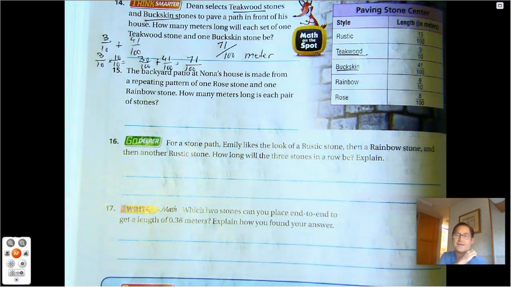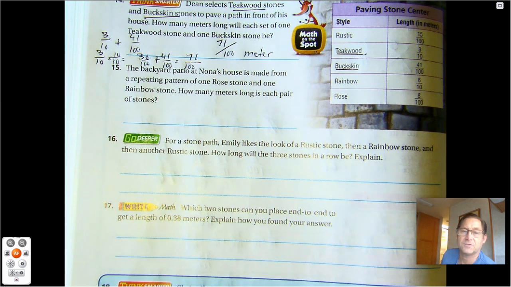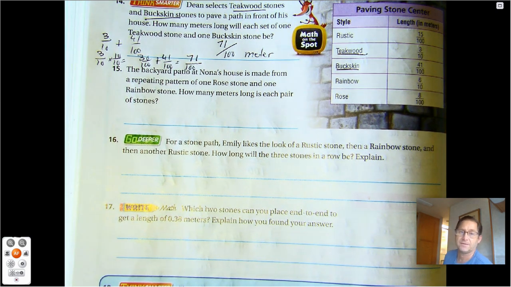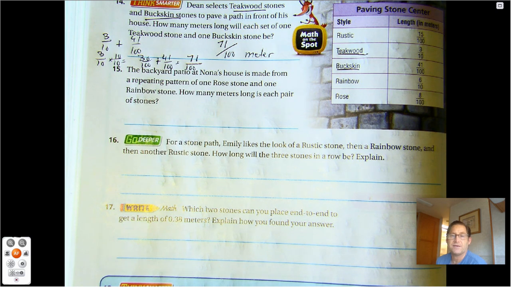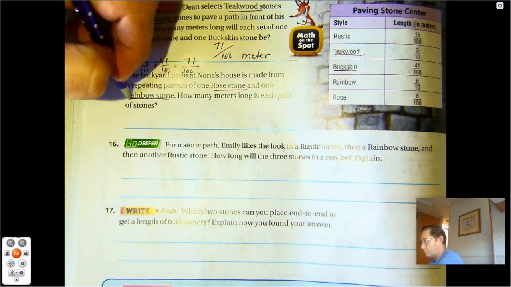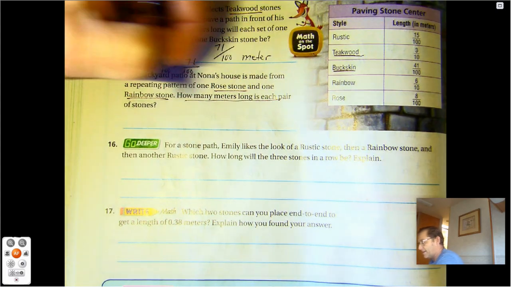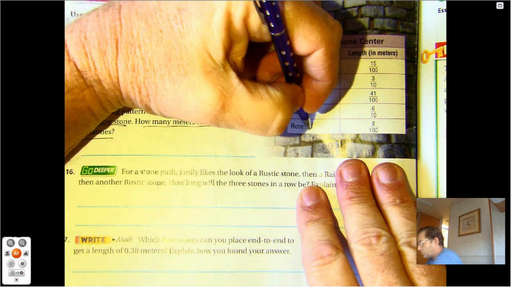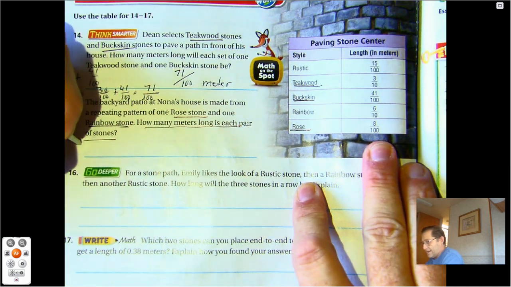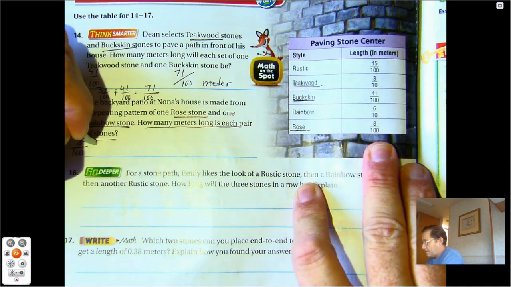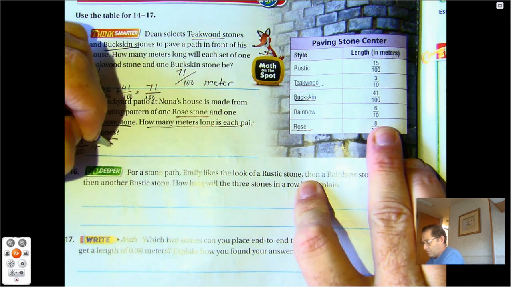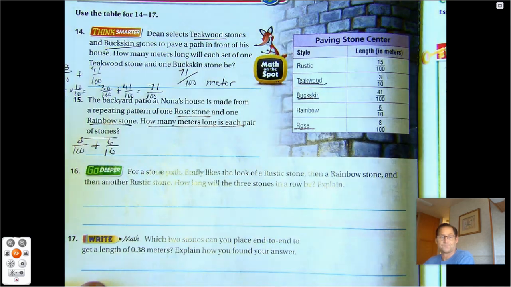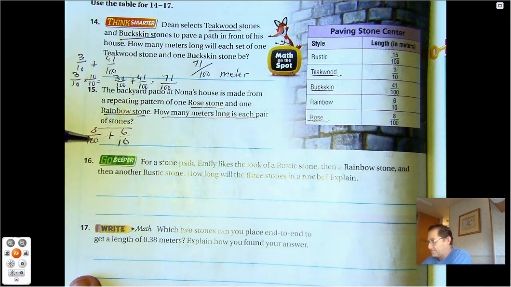The backyard patio at Nona's house is made from a repeating pattern of one rose stone and one rainbow stone. How many meters long is each pair of stones? Rose stone, rainbow stone. How many meters long is each pair? So the rose stone is 8 hundredths meter, and the rainbow stone is 6/10. Okay, so they have different size parts.